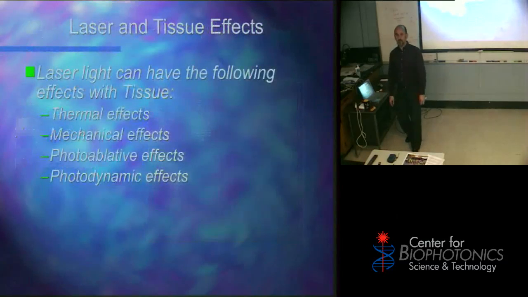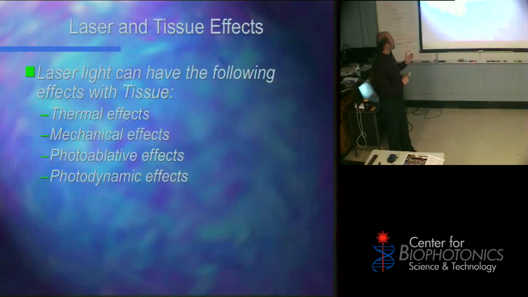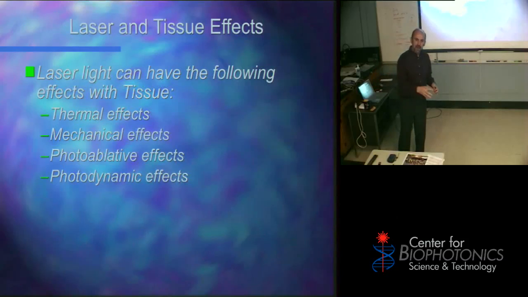Okay. So let's move on now to laser and tissue effects. So laser light can have the following effects with tissue. Thermal, meaning heat things up. Mechanical, like move something. Photoablative. Photoablative just means poof. It means I take that tissue and I make it into vapor, make it into nothing. Okay? And photodynamic. That means I can have light being absorbed and cause some kind of chemical change. They can cause some other havoc.